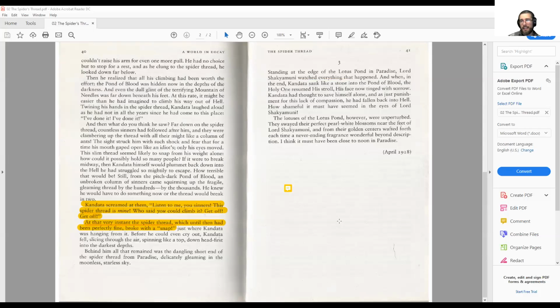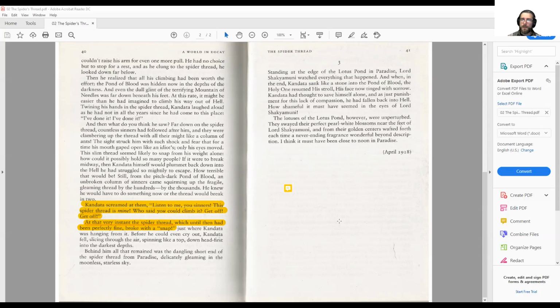And lastly, in the climactic moment of the story when Kandata reveals his selfish heart and is again condemned to hell. And in fact, he's condemned to a far worse hell because now he will forever be able to look up at the spider's thread and he will have this eternal reminder of his chance at escaping. Kandata screamed at them, "Listen to me, you sinners, this spider thread is mine. Who said you could climb it? Get off, get off." At that very instant, the spider thread, which until then had been perfectly fine, broke with a snap. So the obvious symbolic interpretation would be that Kandata's hope has been destroyed, along with the object itself.